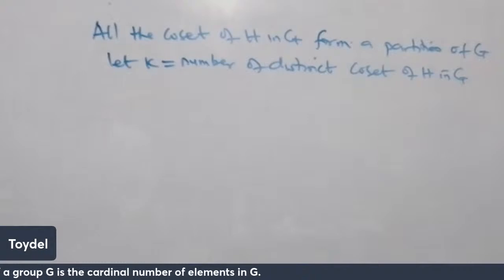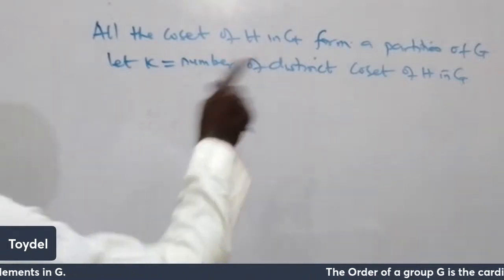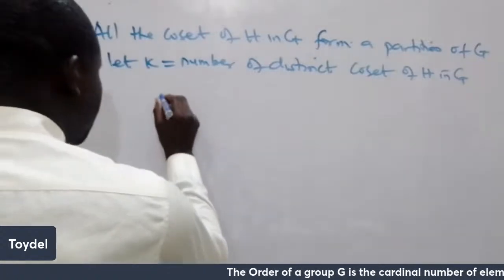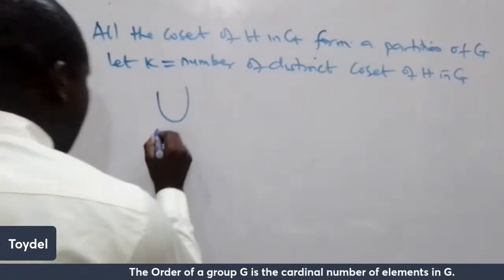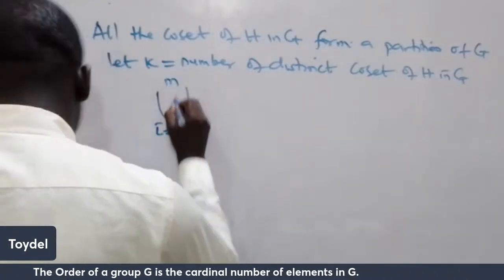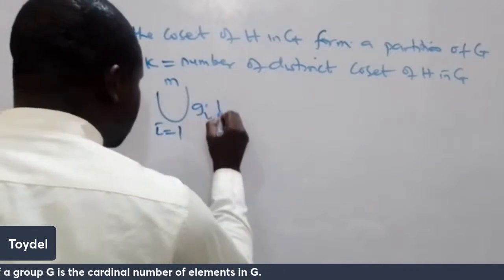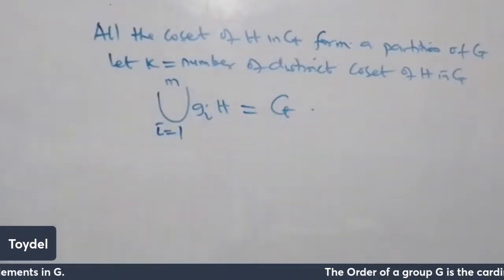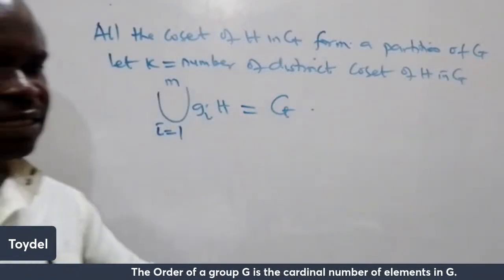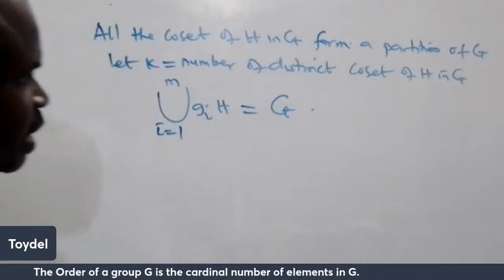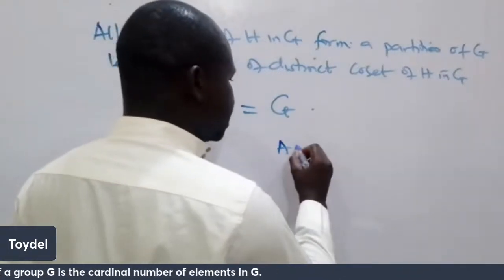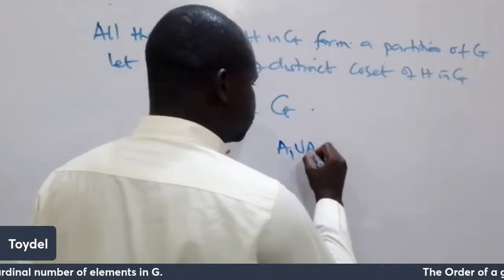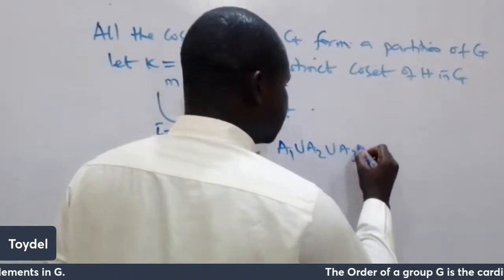So let K be equal to the number of distinct cosets of H in G. Then since these form a partition, it simply means that the union from i equals 1 to K of giH is equal to G. When we talk about partition, it simply means partitioning a set into several parts. For instance, we can have something like A1 union A2 union A3 union and so on.